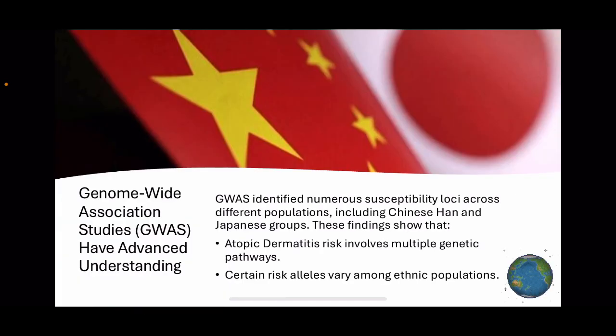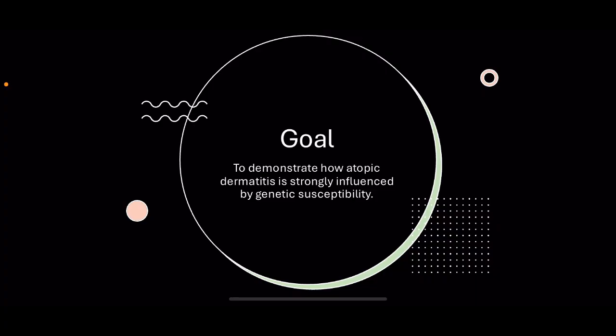And the third thing that I want you to know is that genome-wide association studies have advanced the understanding. We have studies including the Chinese Han and Japanese populations. The findings show that atopic dermatitis risk involves multiple genetic pathways, and that certain risk alleles can vary among ethnic populations. The goal of this presentation is to demonstrate how atopic dermatitis is strongly influenced by genetic susceptibility.